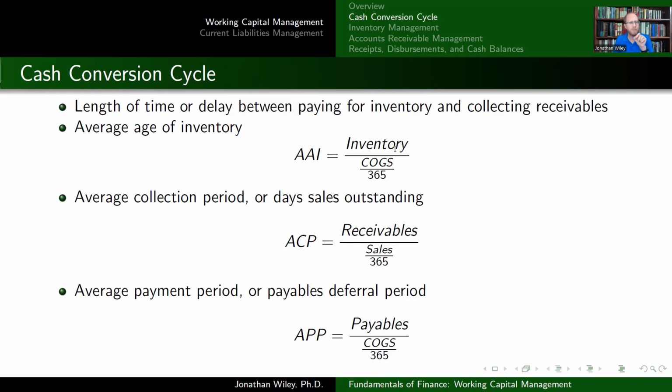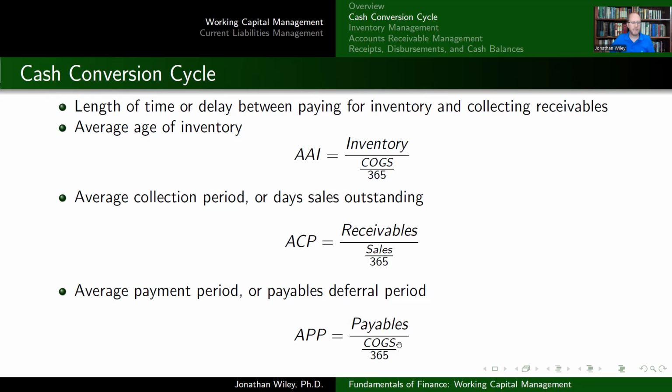But I didn't actually pay, most likely, at the moment that I had that inventory arrive in my business, because I probably bought on account. And if I bought on account, then we need to factor in how long I waited to pay. And that's where we get the average payment period, or the payables deferral period. To find that, we're going to take our payables, so our accounts payable, and we're going to divide that by cost of goods sold per day.